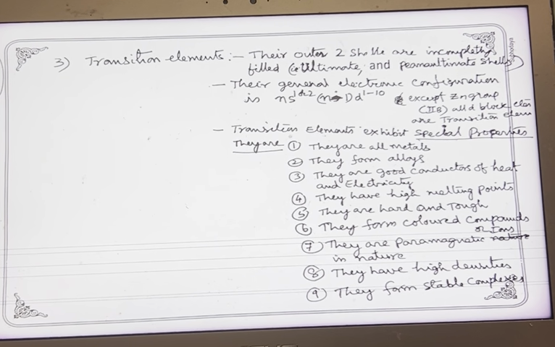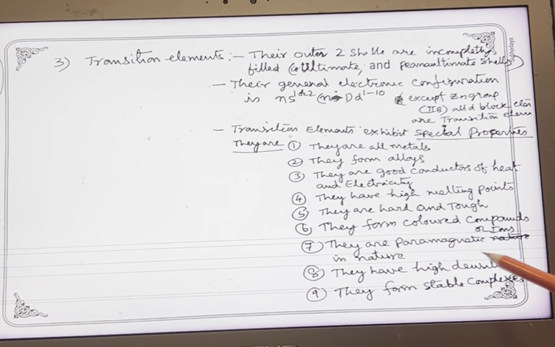For example, copper is a d block element, and copper sulfate is blue in color. Iron chloride is orange or red in color. Similarly, potassium permanganate, with manganese, is pink in color. They form colored compounds, colored ions, and colored complexes also. Copper ammonium sulfate is bluish in color.